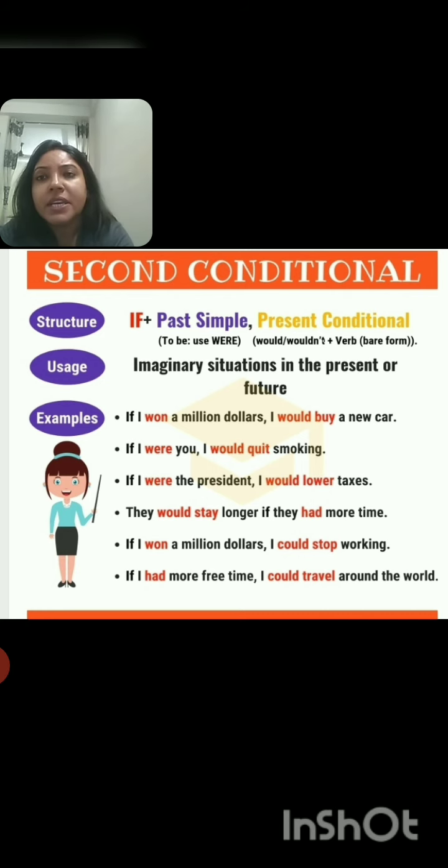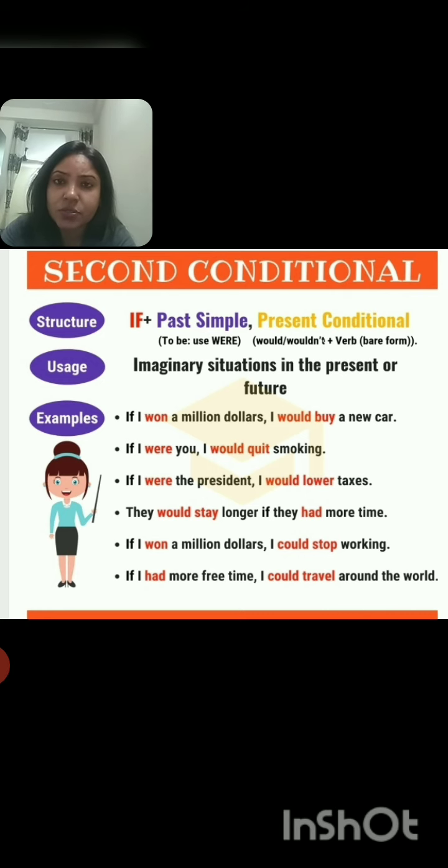Examples, if I knew the answer, I would tell you. If I were you, I would not leave tonight. So you can see the conditions that have been mentioned in these sentences are totally hypothetical and imaginary situations. They can never happen in the present or in the near future.